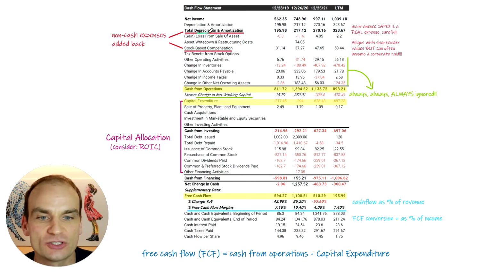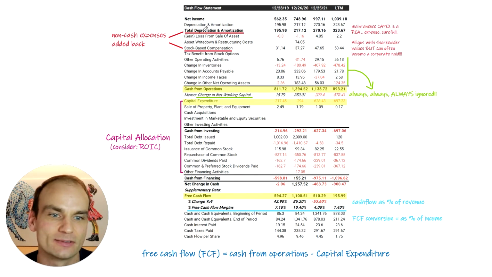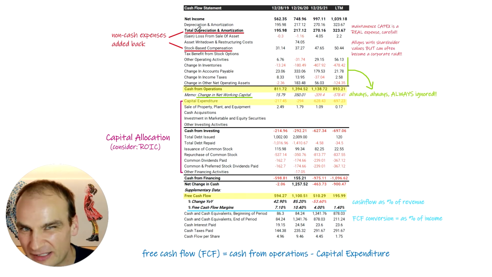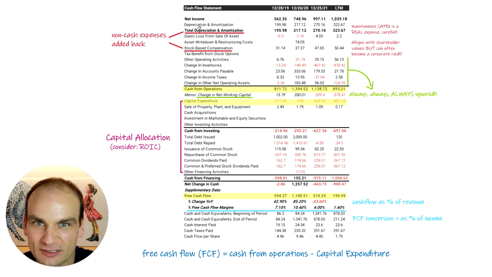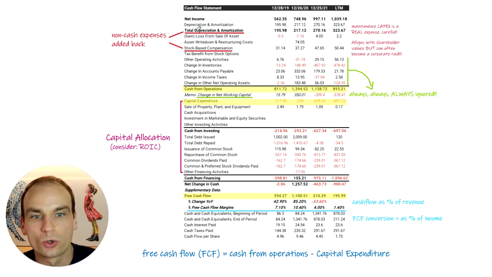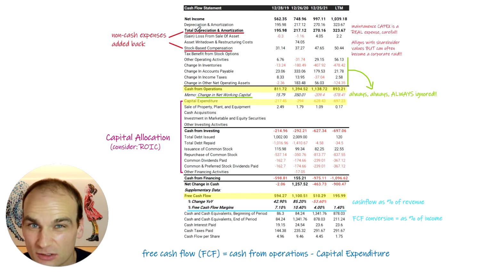So depreciation is essentially writing down a real asset, amortization is writing down an intangible asset. They can be real expenses in the case of maintenance capital expenditure depending on the business, or it can be related to growth. And if it's related to growth, it'll have a positive return on that invested capital.